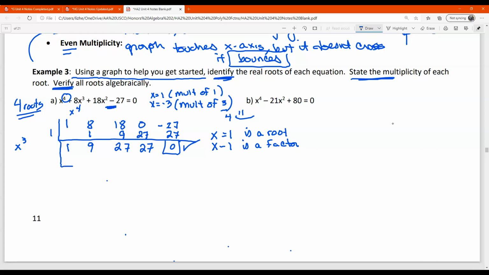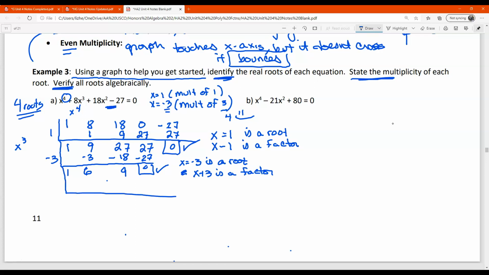But I'm going to factor it again, so I'm just going to drag down my synthetic division again and put a negative 3 because that was one of my zeros. So I go 1, negative 3, which gives me a 6, gives me a negative 18, which gives me a 9, and a negative 27, and there I got another 0. Yay! So what does that tell me? It says that x equals negative 3 is a root, or a 0, and x plus 3 is a factor. But I said I had a multiplicity of 3 for negative 3, so I do it again.